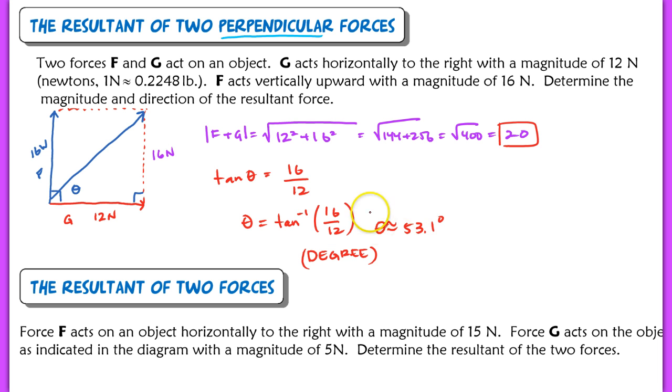So here's our direction, and here's our magnitude of our resultant force. So I'm going to draw that in here. 20 newtons is our force at a direction of 53.1 degrees.